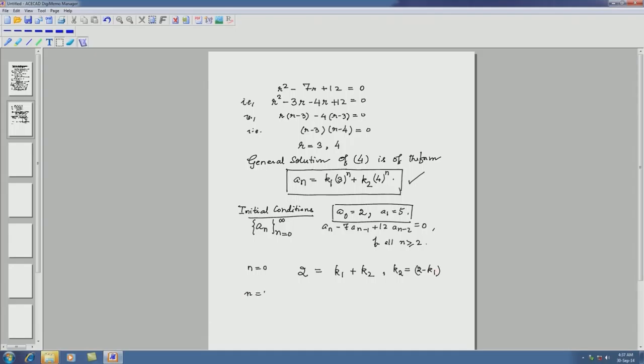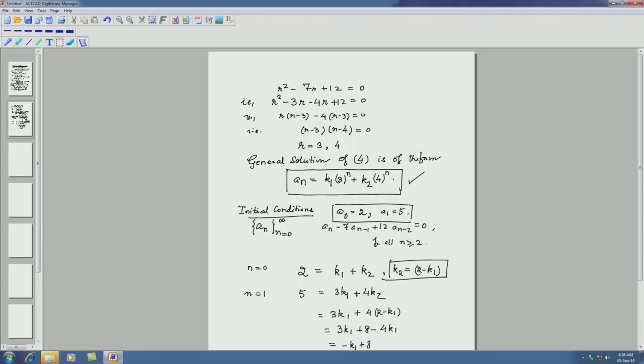For n equal to 1, we have a 1, which is equal to 5, equal to 3 times k 1 plus 4 times k 2. We can always put the value of k 2 in terms of k 1 and obtain 3 k 1 plus 2 minus k 1, which is equal to 3 k 1 plus 8 minus 4 k 1, which is equal to minus k 1 plus 8.